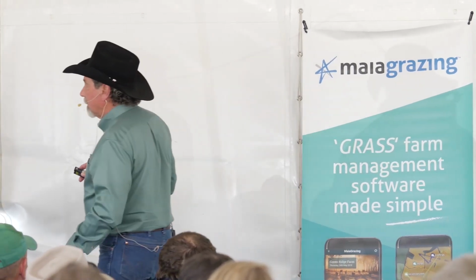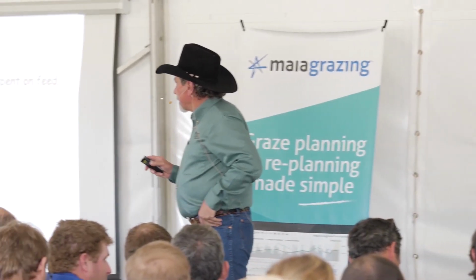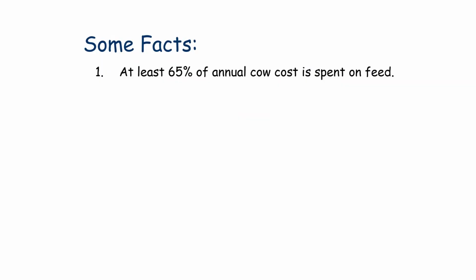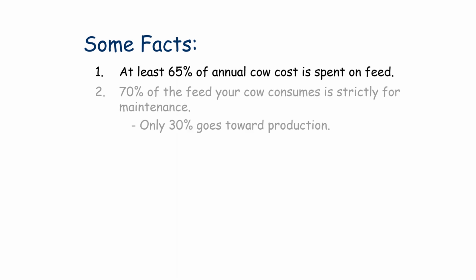I want to review some basic facts before we get into this. This kind of sets the stage, makes us think a little bit. At least 65% of annual cow cost is spent on feed. Feed and pasture is one of my biggest expenses. 70% of the feed your cow consumes is strictly for maintenance. Only 30% goes towards production.